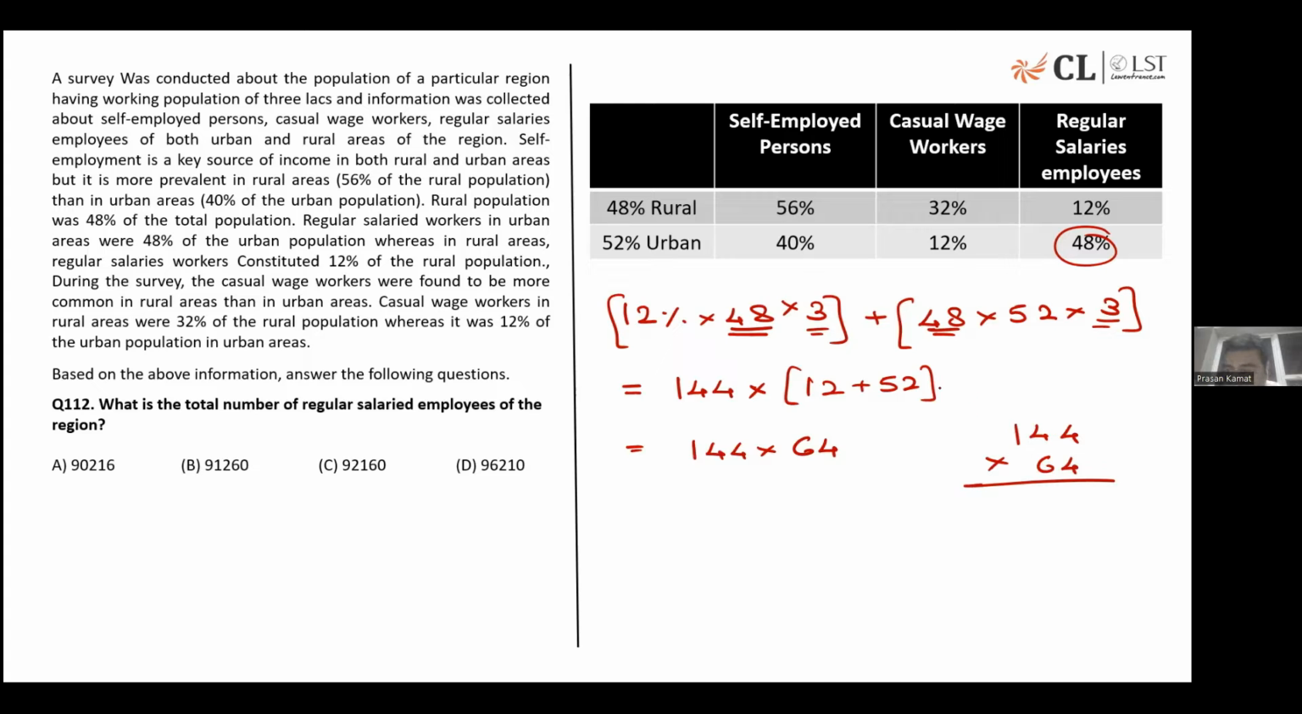No shortcuts here. I'm just doing it the conventional way. 4 fours are 16, 1, 4 fours are 16 plus 1, 17, 1, 4 ones are 4 plus 1, 5, 0, 6 fours are 24, 2, 24 plus 2, 26, 2, 6 ones are 6 plus 2, 8. So my answer should have 1 plus 6. I'm sorry, this should be 9216. Where is 9216? It's here. That's my answer. Right? 9216 is my answer. Okay, let's go to the next.